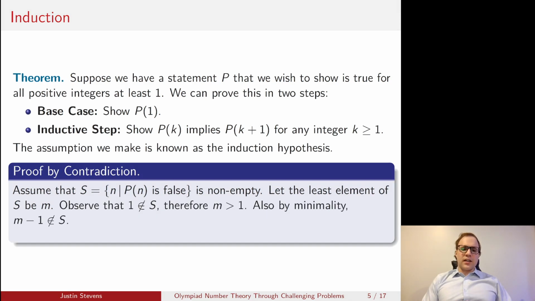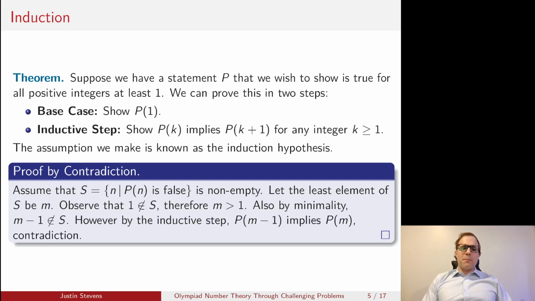Observe that 1 is not in S, therefore m is greater than 1. The reason for that is because we've shown the base case, so we know that p of 1 is true. Also, by the minimality of m, we see that m minus 1 is not in S. However, by the inductive step, we know that p of m minus 1 is true, and that also implies p of m is true, so we've arrived at a contradiction. So again, we have a rigorous proof of the principle of induction along with a well-ordering principle proof of the principle of induction.